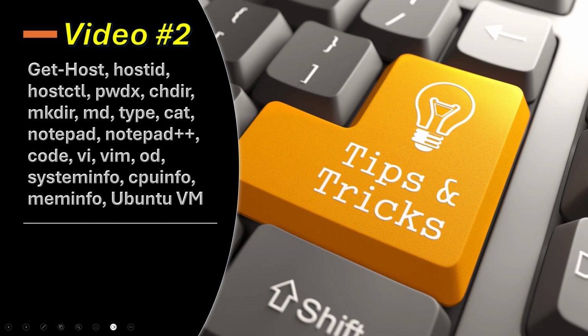You can see on video number 2, I covered git-host, hostid, hostctl, pwdx, which is print working directory of an executable. pwd itself is print working directory on the file system, it tells you where you are at what location. But with x, it is the pwd of an executable, meaning it shows you the process working directory of a process, a binary that's running. Change directory and make directory, md, type, cat, notepad, notepad++, code, vi and vim, visual interpreter. Vim is vi improved.